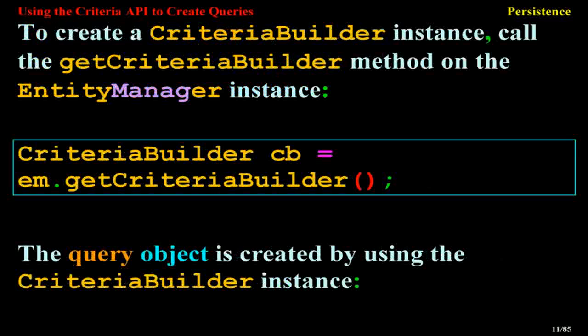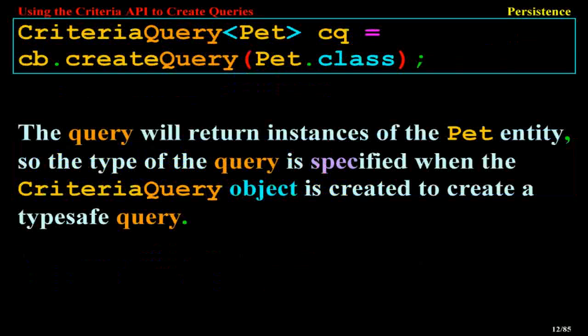To create a CriteriaBuilder instance, call the getCriteriaBuilder method on the EntityManager instance. CriteriaBuilder cb = m.getCriteriaBuilder(); The query object is created by using the CriteriaBuilder instance. CriteriaQuery<Pet> cq = cb.createQuery(Pet.class); The query will return instances of the Pet entity, so the type of the query is specified when the CriteriaQuery object is created to create a type-safe query.